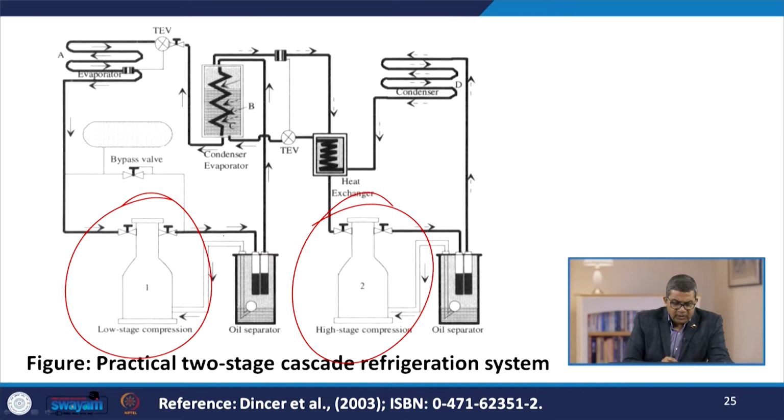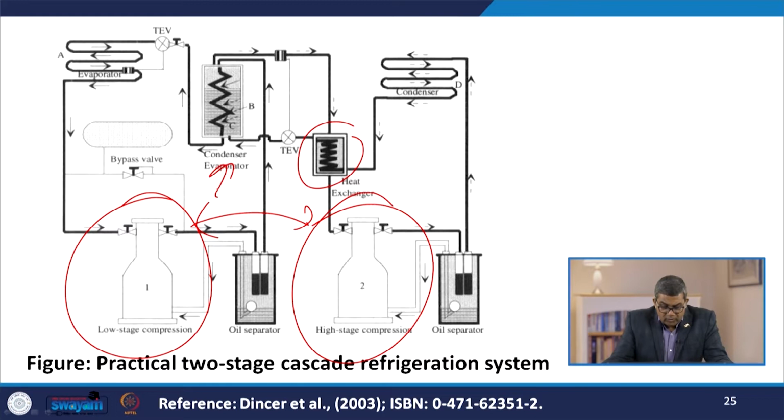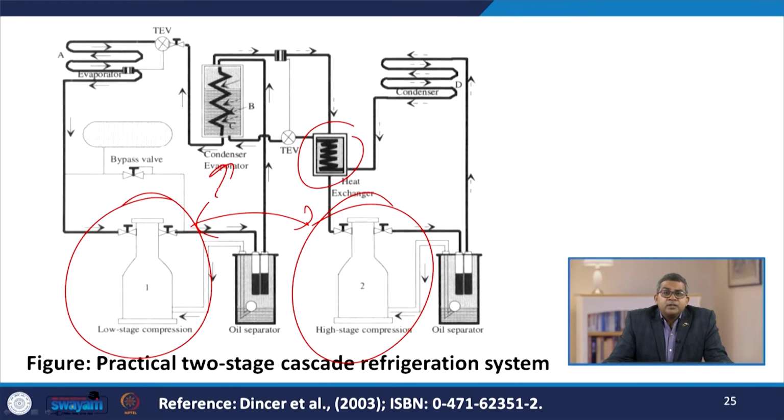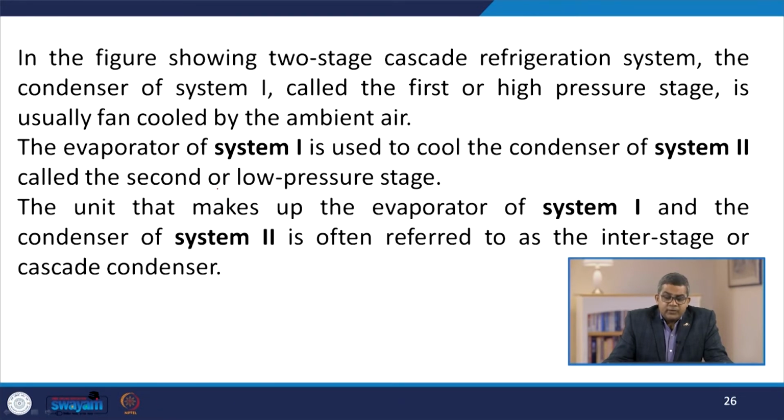So in this way, we are using a two-stage cascading refrigeration system. Apart from this, there are the heat exchanger, the condenser and the evaporator. What we discussed in the previous slides is quite obvious in this particular figure. Here we show the two-stage cascading refrigeration system.